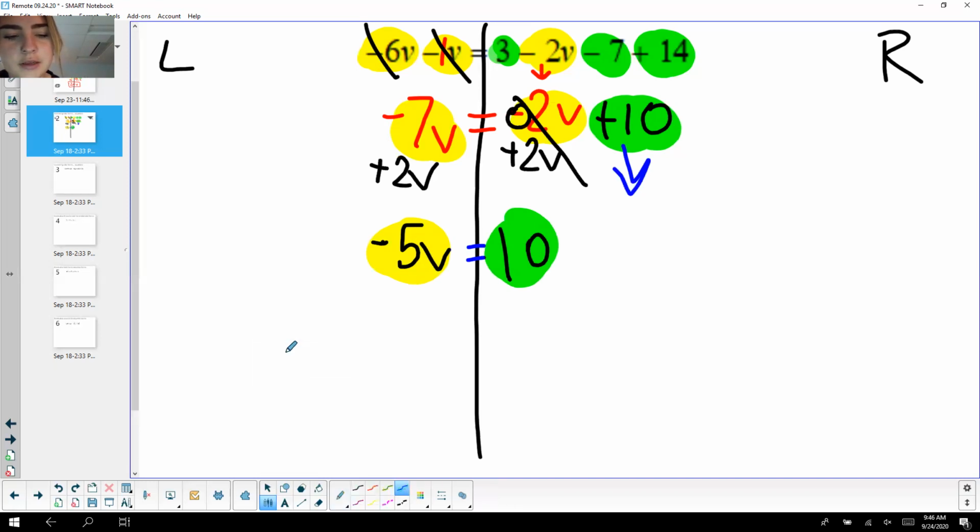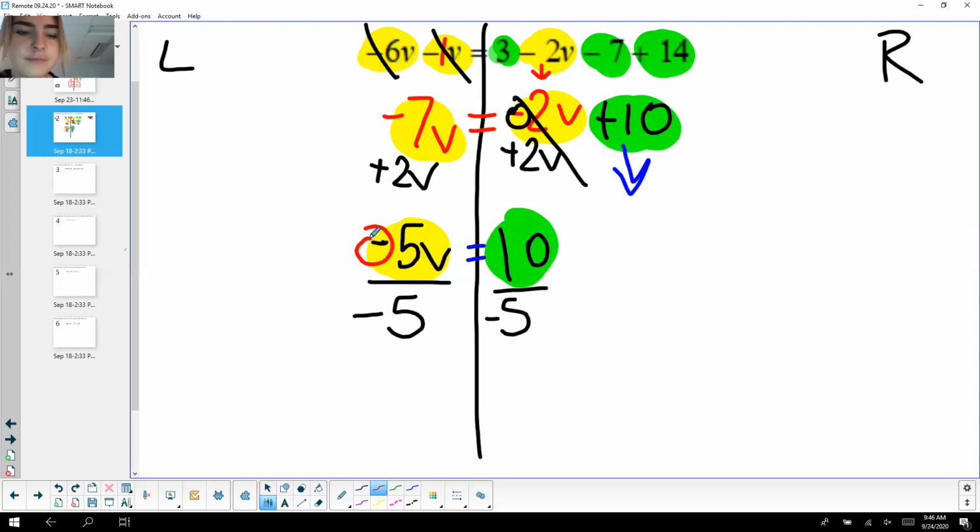To solve for v, I'm going to divide both sides by negative 5. Don't forget that negative sign. If you divided both sides by 5, you wouldn't get v by itself yet. You've got to divide both sides by negative 5. Okay, so negative 5v divided by negative 5 gives me v by itself. 10 divided by negative 5 in your calculators is going to give you negative 2.